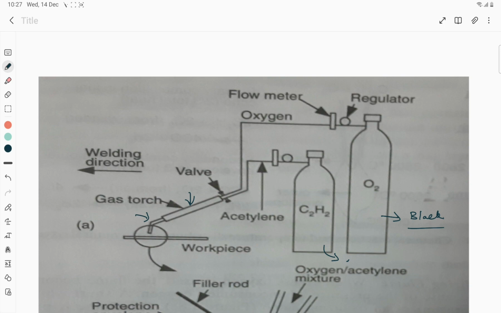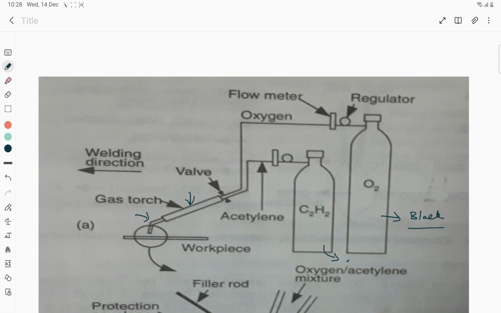Coming to the working of this gas welding setup, with the help of flow control valve, we will try to control the volume of acetylene and oxygen, and this oxygen and acetylene will be mixed in the mixing chamber and made to pass through this gas torch. Then we will have a striker which will ignite this oxygen and acetylene. As a result of that, we will get a flame. That flame will be made to touch the workpiece so that it heats the workpiece, so that we will be able to join them at metallurgical level.